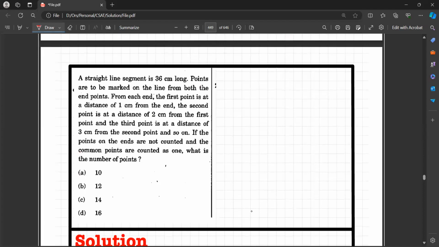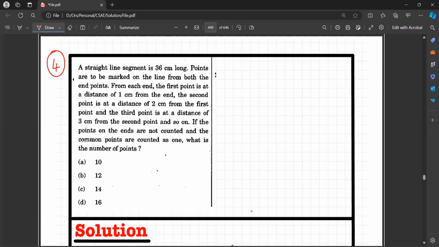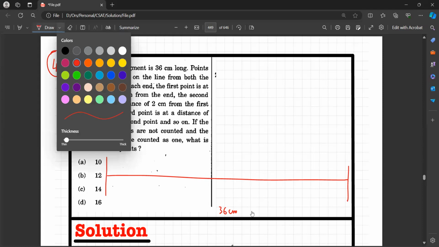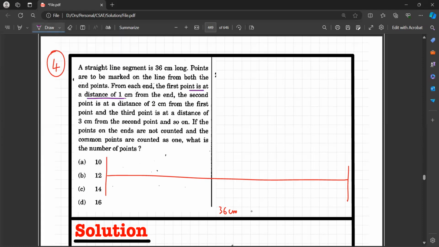Coming to question number 4. A straight line segment is 36 centimeter long. Points are to be marked on the line from both the end points. From each end, the first point is at a distance of 1 centimeter. Now you see, this is the length, which is 36 cm. Beginning point, end point. Now, the first point is at a distance of 1 cm from the end. 1 cm, here also 1 cm. Got it?